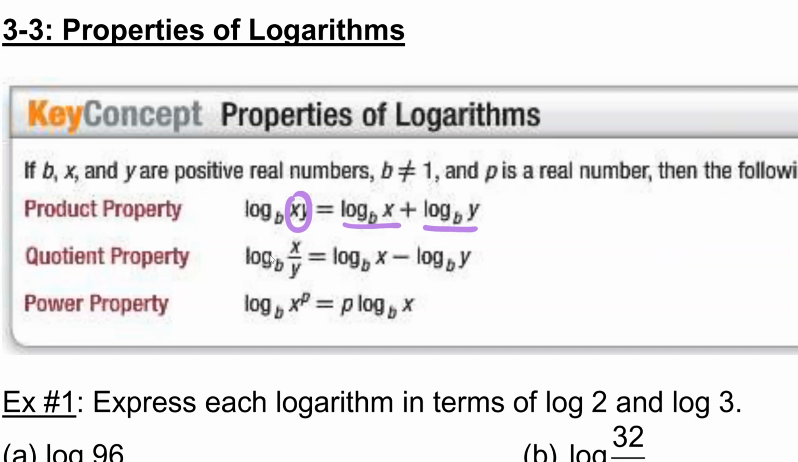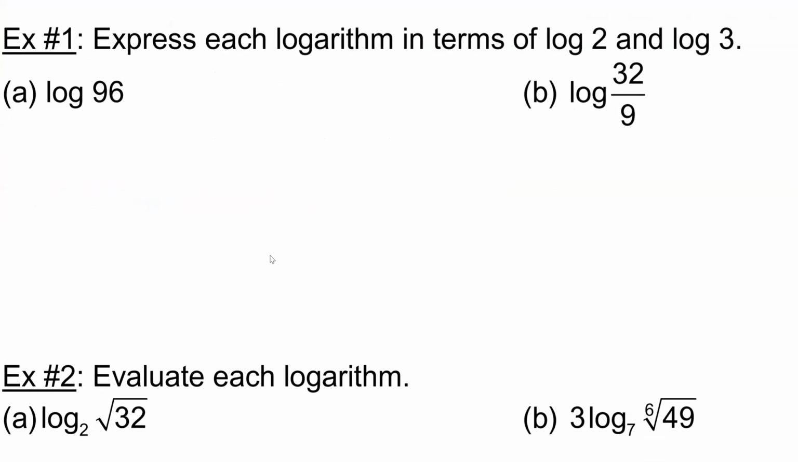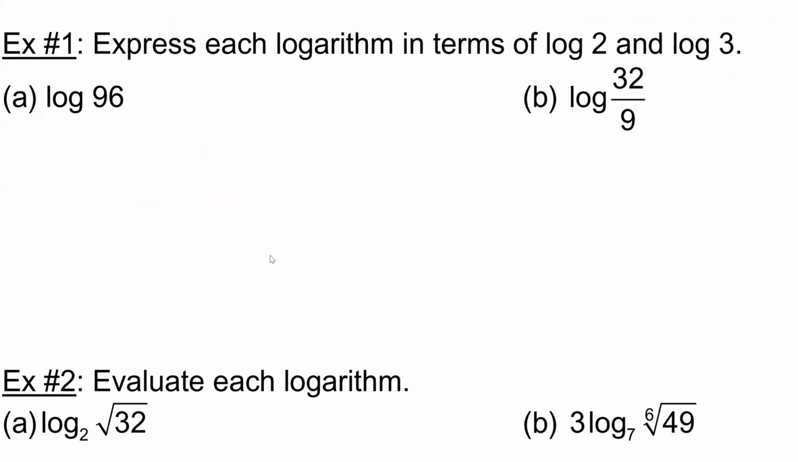Now, if you're taking the quotient property, guess what? You subtract. Divide, you get smaller. Okay, that means subtract. And then if you have the power property, you just move the exponent to the front. So, express each logarithm in terms of log 2 and log 3.